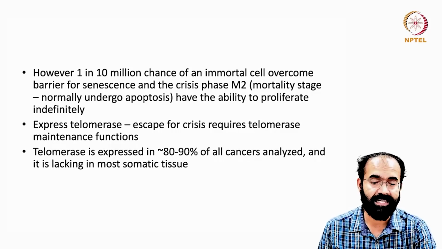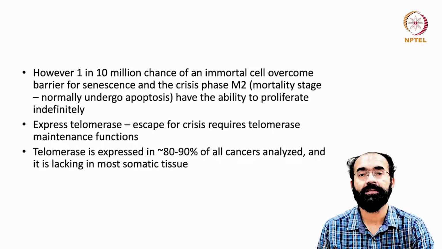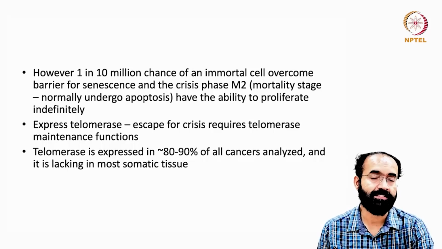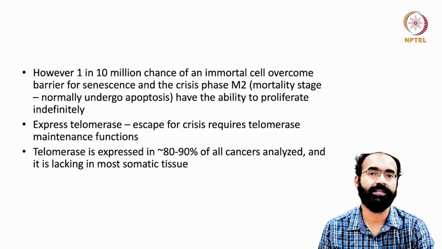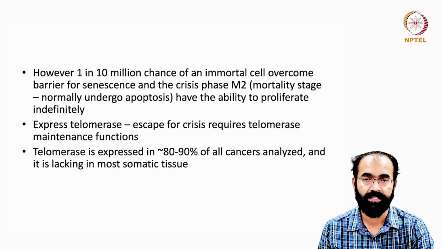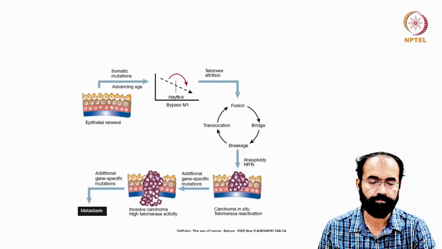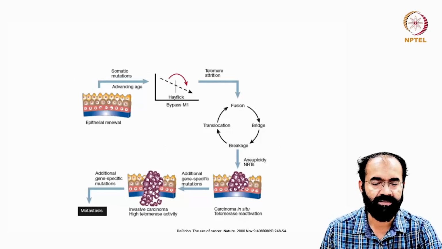Telomerase is expressed in around 80 to 90% of all cancers analyzed, and it is lacking in all somatic tissue. So when a given cell in a tissue turns cancerous, one of the requirements is the upregulation or active reactivation of telomerase. This will lead to immortalization, and in a living organism, this is nothing but cancer. So now let us see this in a flow chart.